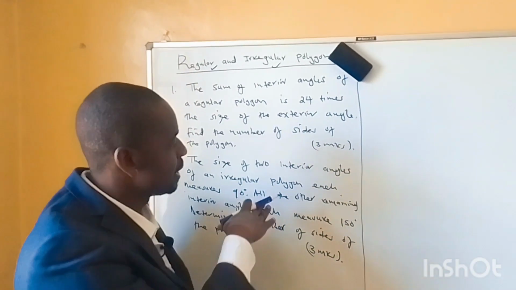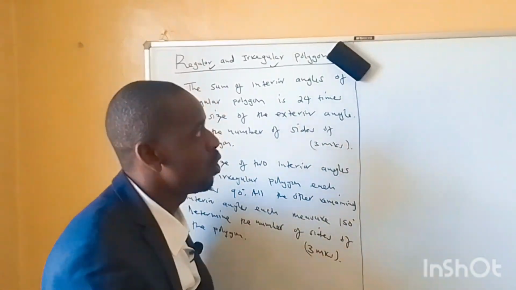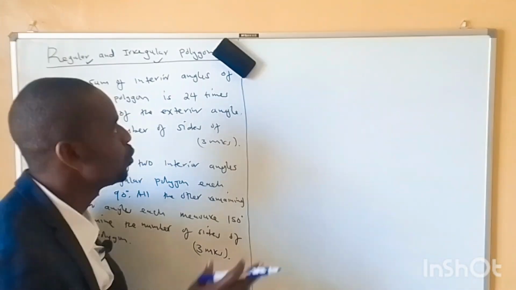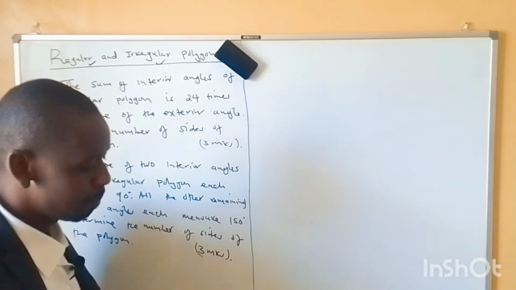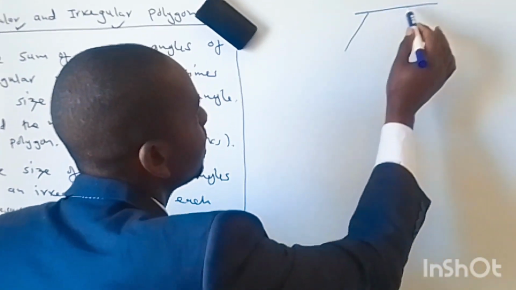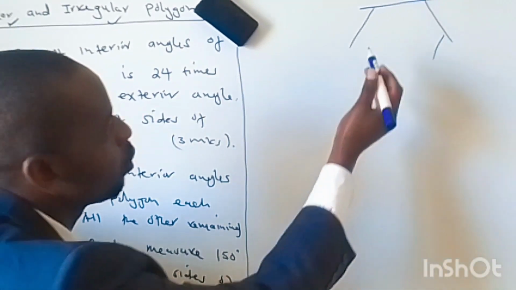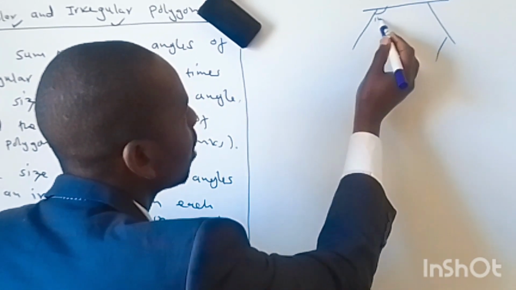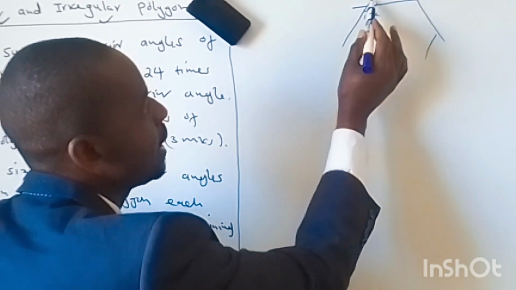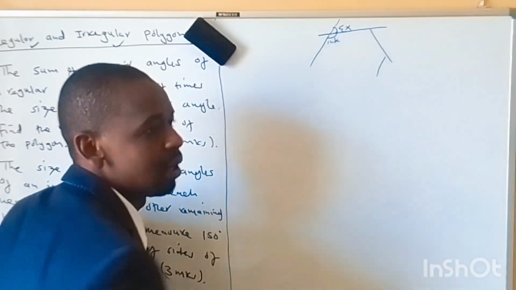But before we look at the problem that we have on the board, I want us to remind ourselves of some important things you're supposed to know before you tackle any question on polygons. A polygon has an interior angle, and when you extend one of the sides, the other angle becomes the exterior angle.